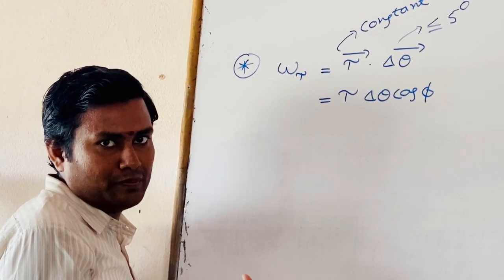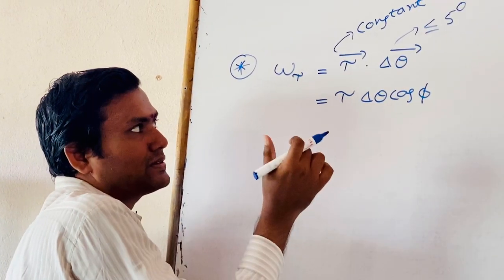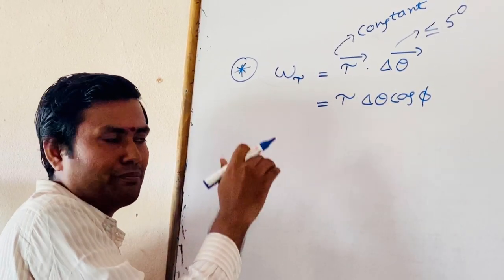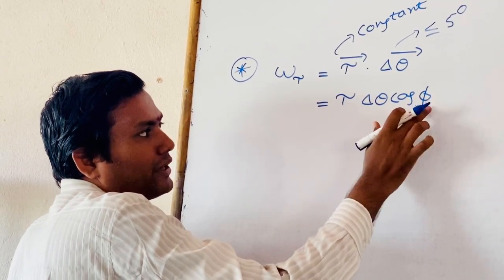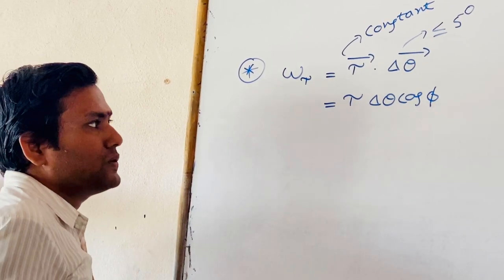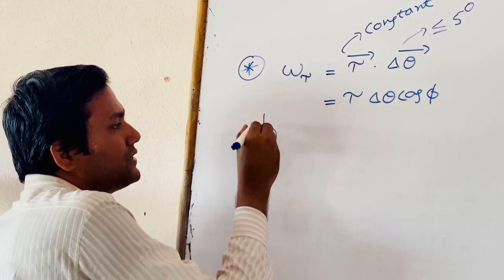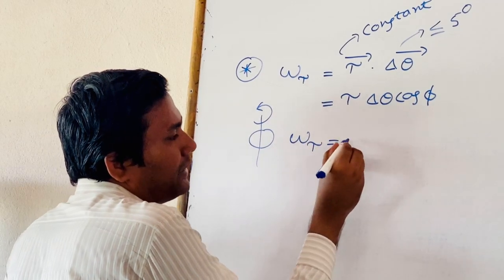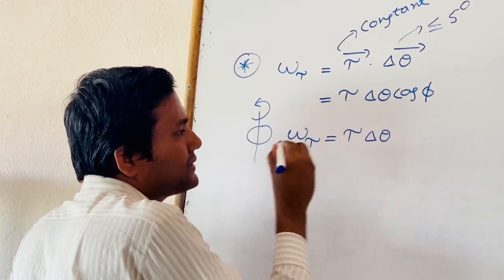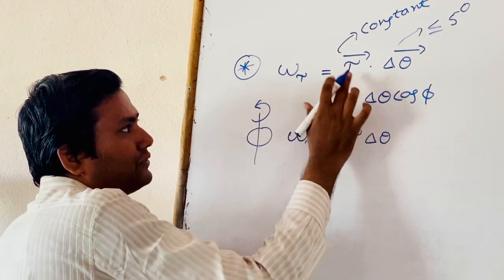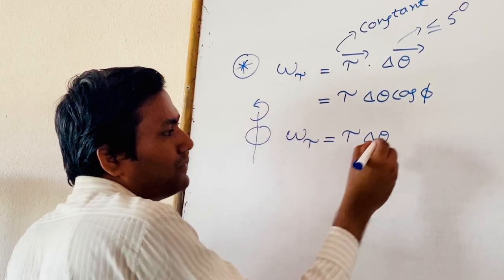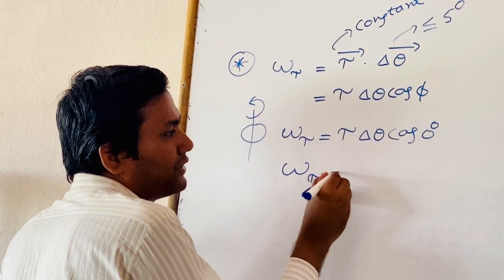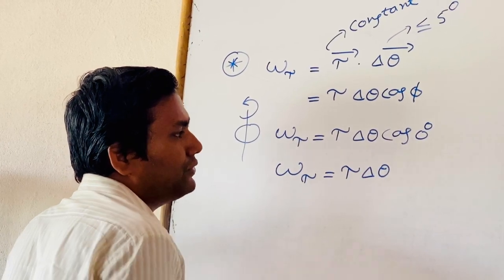Suppose the spinning of a top: the torque direction is in some particular way, and the delta theta bar direction we can also define in one particular way. The angle between the two directions we define as phi. Suppose you are talking about an object revolving about some particular axis. At that time the work done by the torque we can define as tau into delta theta, since in this situation the direction of tau and the direction of delta theta bar are both the same. That's why this angle phi we can write as 0 degrees. So in this case, the work done by the torque is equal to tau into delta theta.